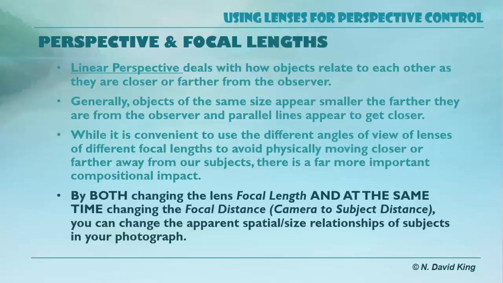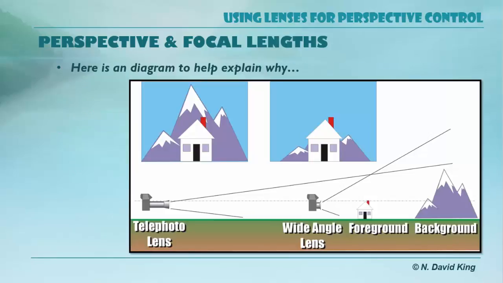In fact, by both changing the lens focal length and at the same time changing the camera to subject distance, moving closer or further away, you can change the apparent size and spatial relationships of subjects in your photograph. And here's a diagram we can use to illustrate that point. A little drawing that I made some time ago showing both a telephoto lens and a wide-angle lens and how they are photographing these two objects.